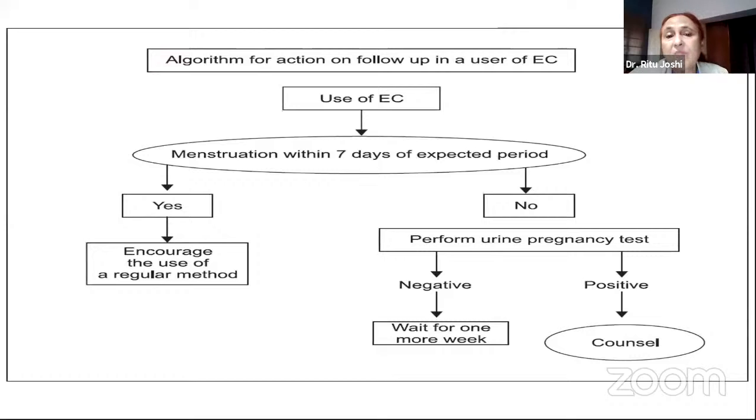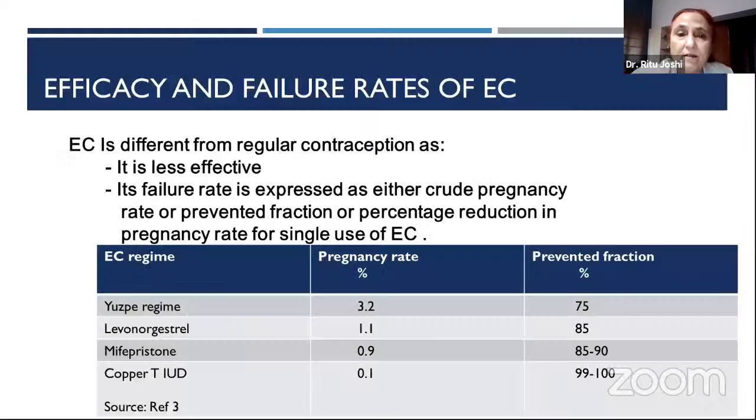Now remember very well, this flow diagram is very clear about it. If menstruation occurs within 7 days of the expected period, then encourage the use of a regular method along with it. If it does not occur within 7 days of the expected period, please ask them to perform a urine pregnancy test. If it is negative, we can wait easily, but if it is positive, we've got to guide them accordingly, whether they want this pregnancy to be continued or they want this pregnancy to be avoided.